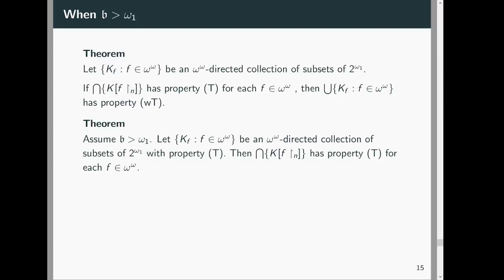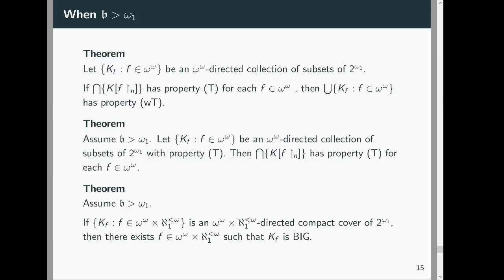And so if we assume 2^b is greater than ω1, we can show that this has property T. So if you combine these two results together, if you assume b is greater than ω1 and K(F), with ω^ω times ℵ1 as the upper bound, that's where we use the ω^ω order. For a directed compact cover of 2^ω1, we can get one with K(F) must be big. So that's what we can get under the assumption b greater than ω1.